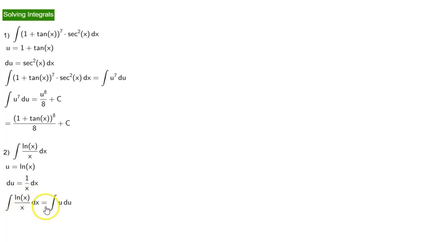So after substitution, we get integral u du, which is equal to u square by 2 plus c. And substituting back u, we get (natural log of x) square by 2 plus c. Okay, let's look at the third one.